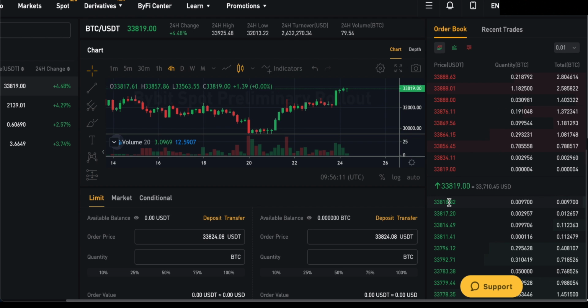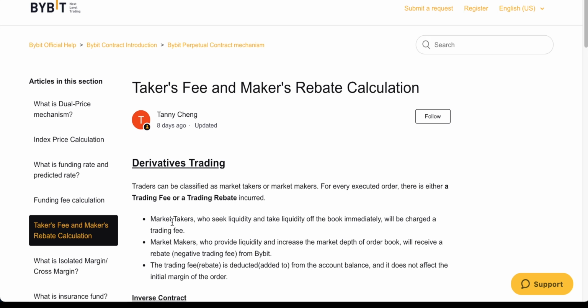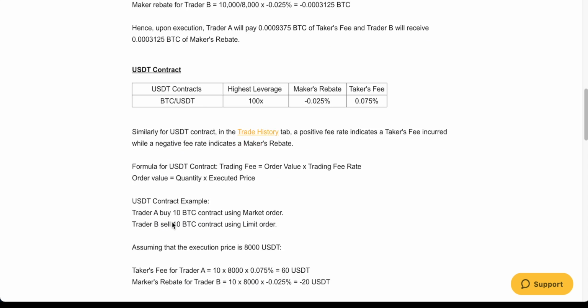If you want to buy straight away, then you will have to pay a slightly higher price as compared to just bidding a lower price and hoping that a seller comes and meets your price overall. This is a good time to go into the fees of Bybit as well, because they do change depending on what type of trader that you are. We can see the spot trading fees if we come down right here.